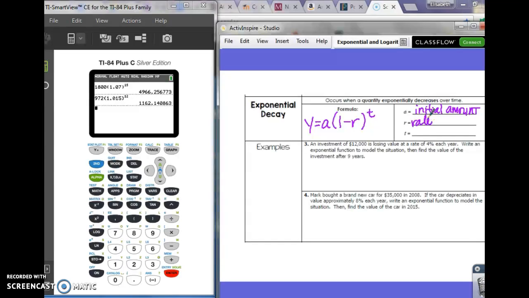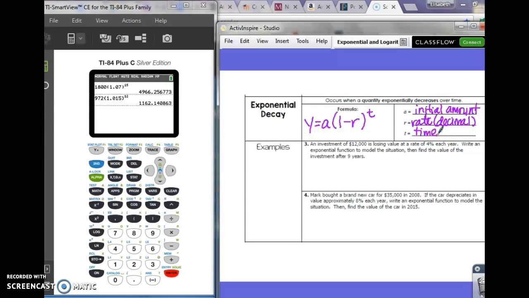R is your rate, and just as before, that's as a decimal, so you're moving the decimal 2 places in order to use it in the formula. And T is time, typically in years.